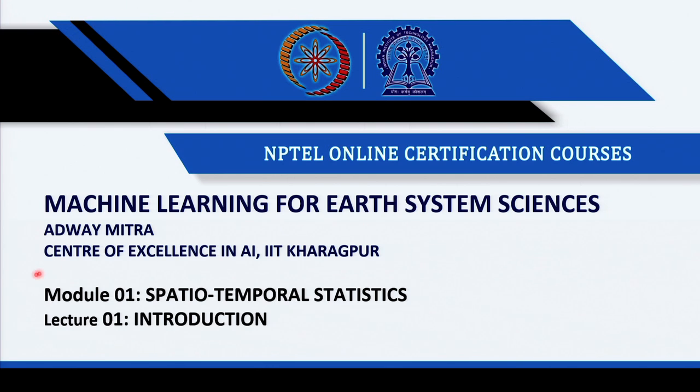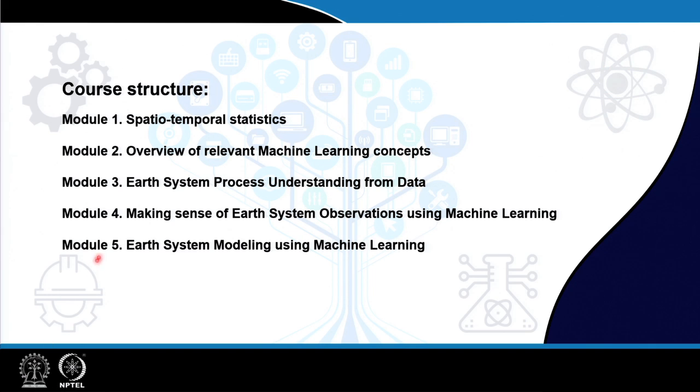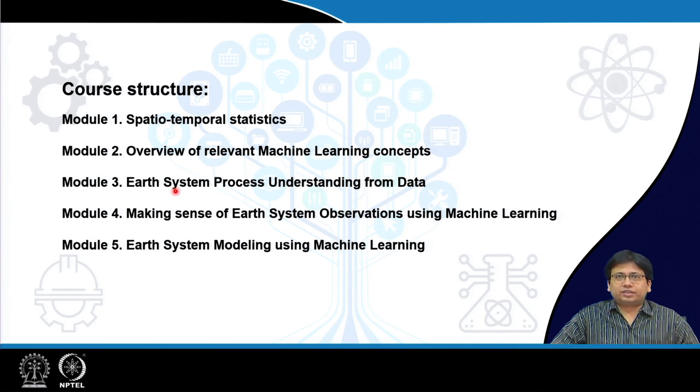In this course we will basically have 5 modules. The first module will be on spatio-temporal statistics, the second module will be an overview of relevant machine learning concepts, and the third module will be about earth system process understanding from data. In the fourth module we will consider earth system observations, using say the observations we obtain from remote sensing and so on. We will try to interpret them using machine learning and get useful information out of them.